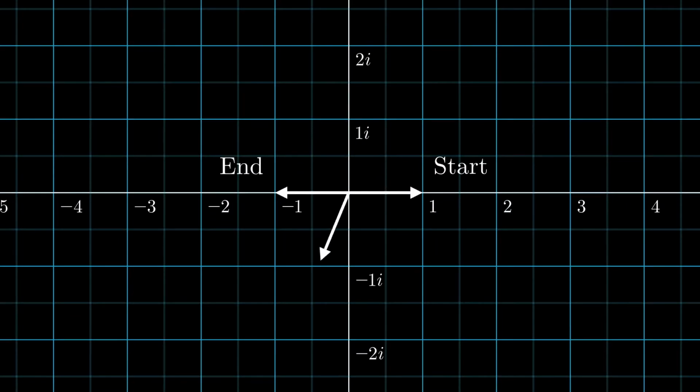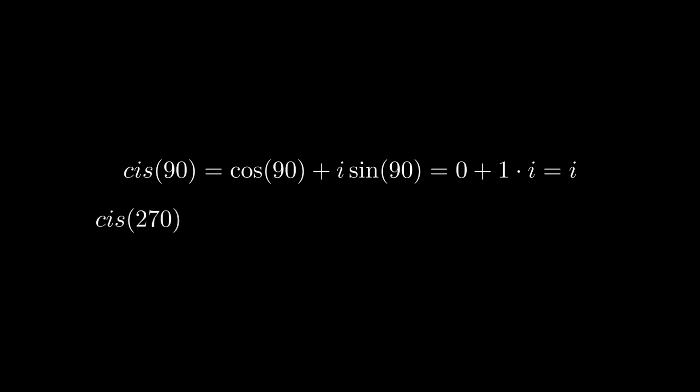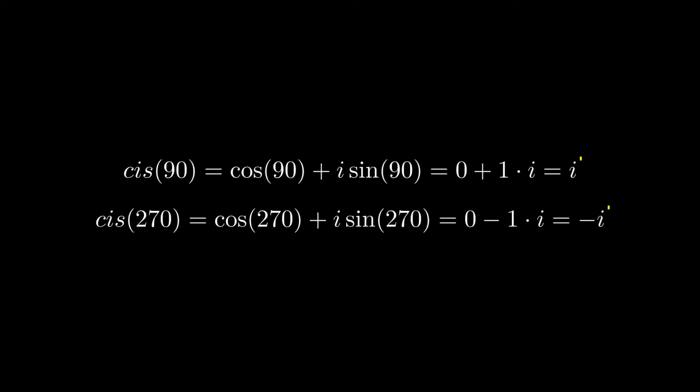The second answer is harder to spot, but if you rotate 270 degrees twice, then you end up rotating 540 degrees, which is going 1.5 times around, or the equivalent of 180 degrees. Again, going from 1 to negative 1. If we plug in 90 and 270 into the rotation formula, then we end up with cosine of 90 plus i sine of 90, which is i, and cosine of 270 plus i sine of 270, which is negative i. The same answers that we got algebraically.